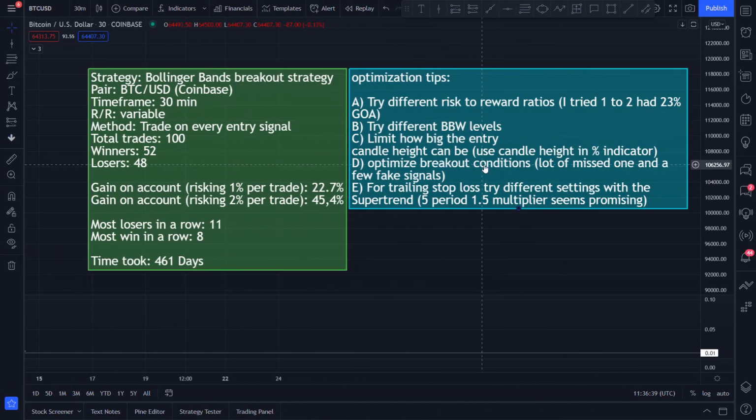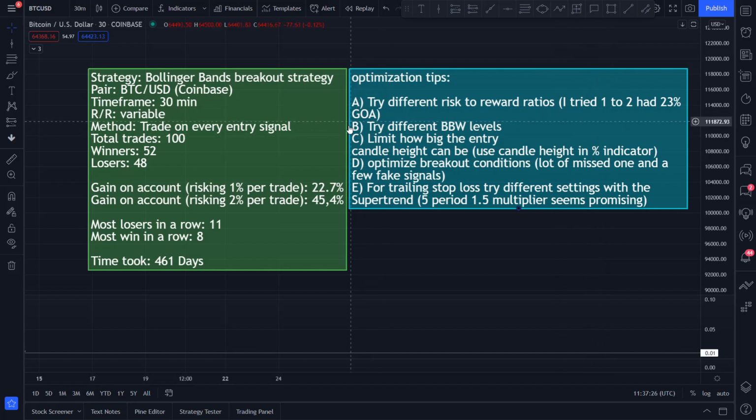Here are some optimization tips I found while I was doing the backtest. First one is to try different risk-to-reward ratios. I tried a 1:2 risk-to-reward ratio myself without the 2-level take-profit method, and it produced a 23% gain on the account, which is almost the same as we got in the original strategy. So maybe with a 1:1.5 or with a 1:3, the strategy would have performed better.